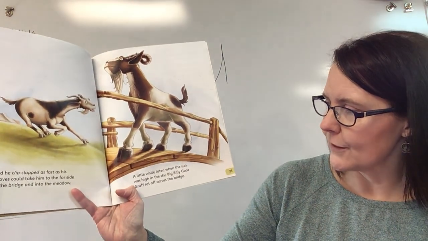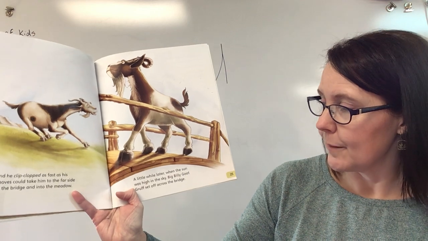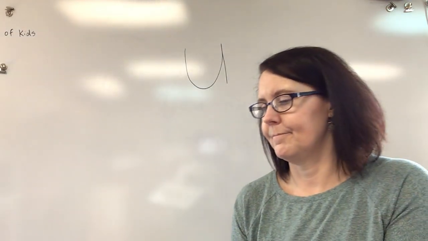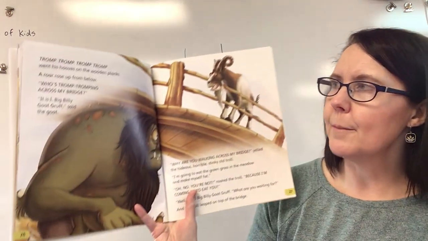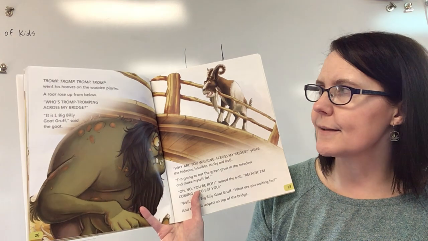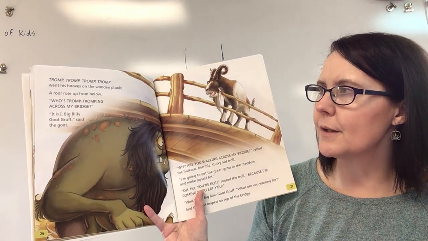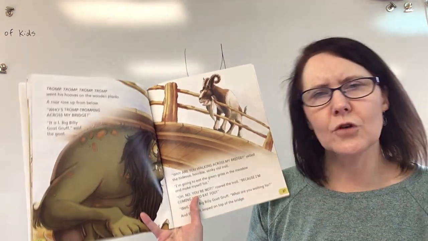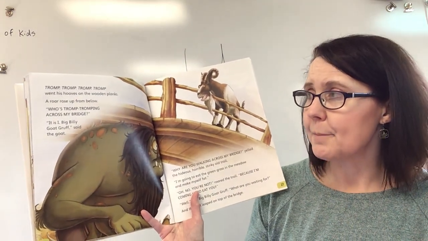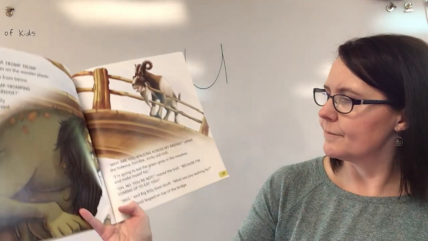A little while later, when the sun was high in the sky, Big Billy Goat Gruff set off across the bridge. Tromp, tromp, tromp, tromp went his hooves on the wooden planks. A roar rose up from below. Who's tromping across my bridge? It is I, Big Billy Goat Gruff, said the goat.